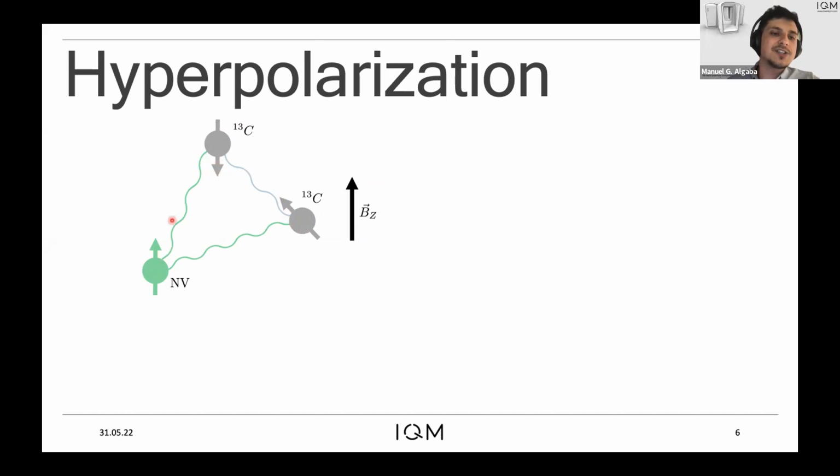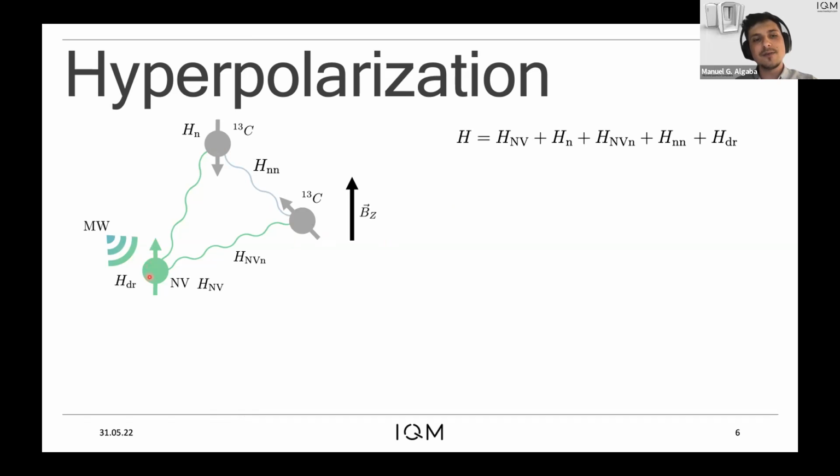But the point is, if we want to enhance this interaction, we have to embed the system in a microwave driving field. So now we would have the whole Hamiltonian of this system. That would be the energy coming from the NV center, the energy coming from the nuclei, the interaction among nuclei, and the interaction between NV and nuclei. And of course, we have to add the driving Hamiltonian term that we are using with this microwave radiation.